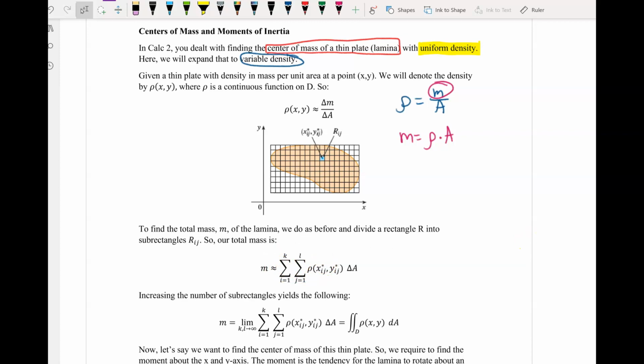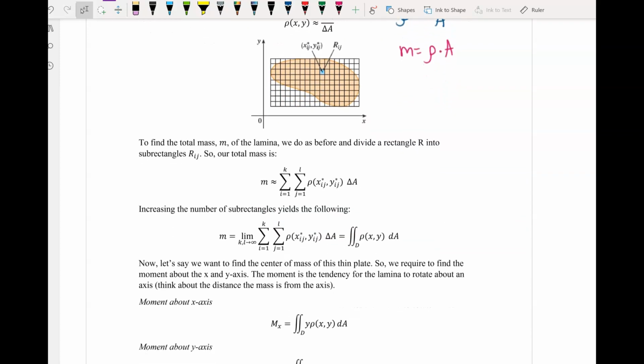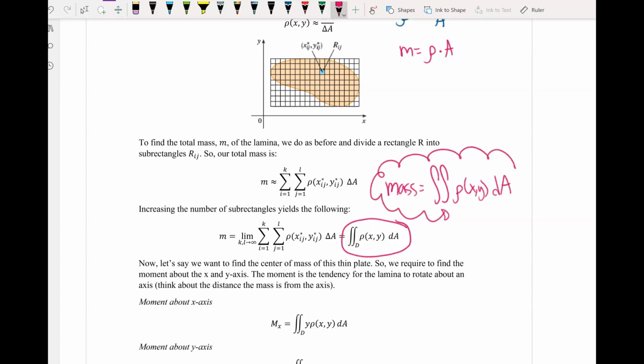All right, if I break this up into smaller and smaller rectangles, our mass is going to be equal to the double integral over the region D of rho(x, y) dA. This is actually really cool, because we've been looking at double integrals as volume. Well, now it can mean something different.